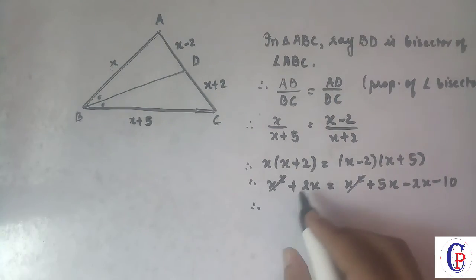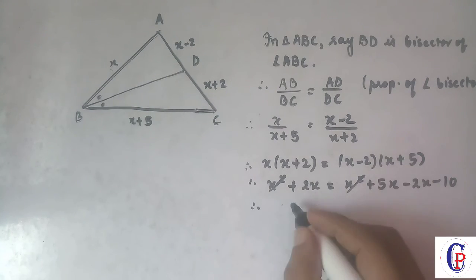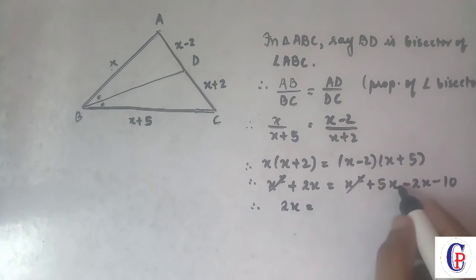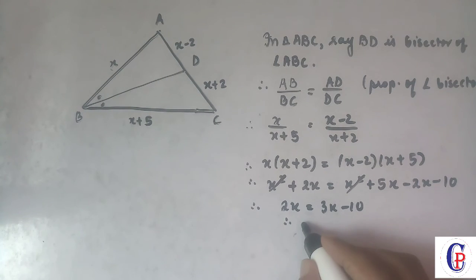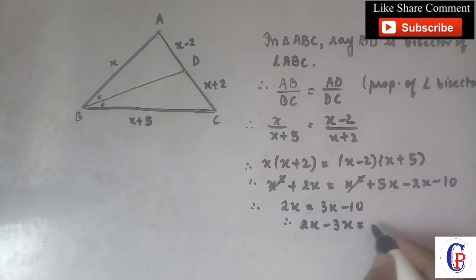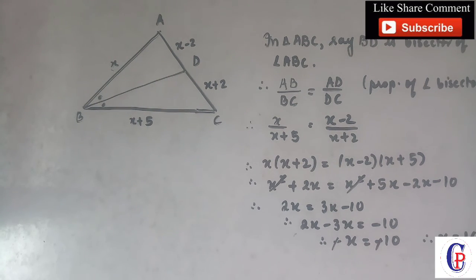Same terms get cancelled. So now we have 2x is equal to 3x minus 10. So numbers on one side, letters on one side. So we have minus x equal to minus 10. Therefore x becomes 10, minus minus will get cancelled. So we get x is equal to 10.